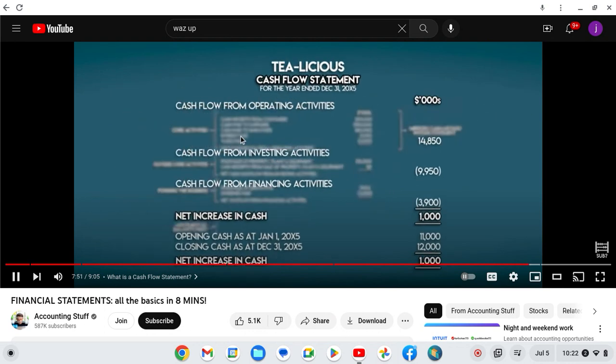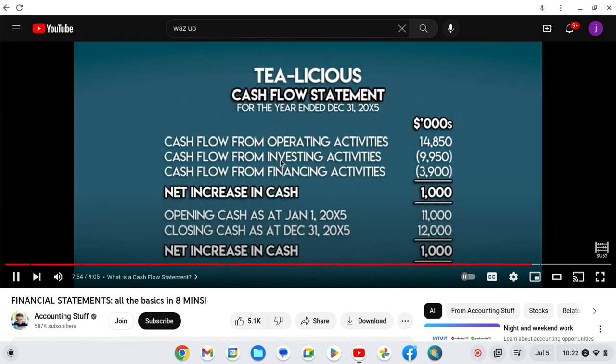All down, then the net cash flow on the top should match up with the net cash flow at the bottom.